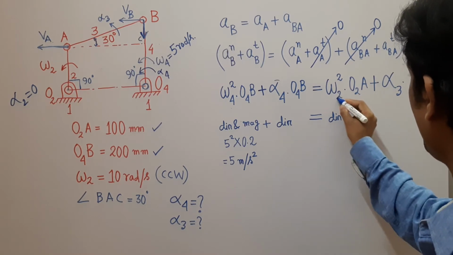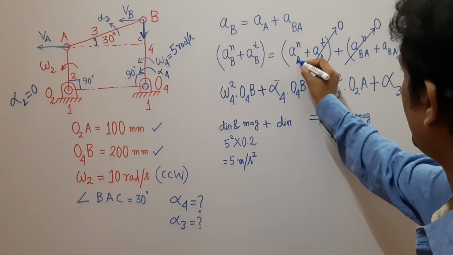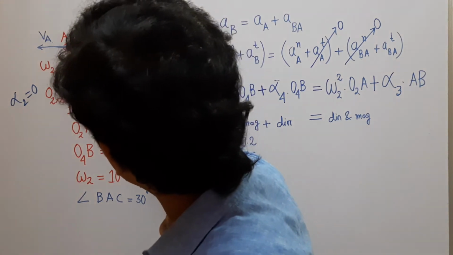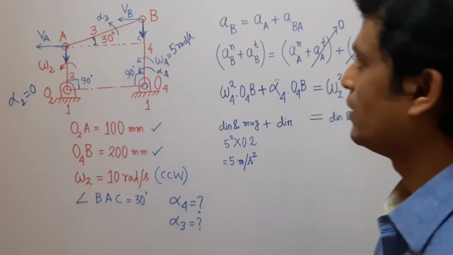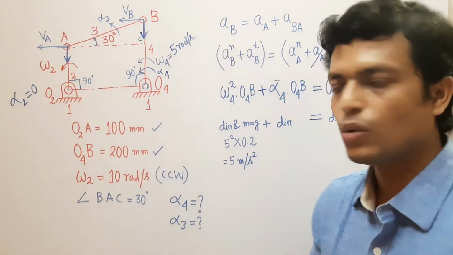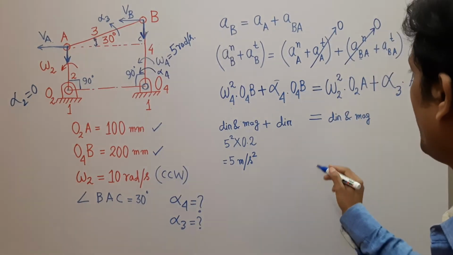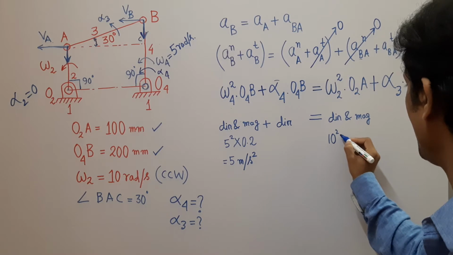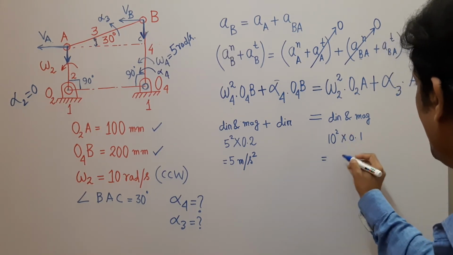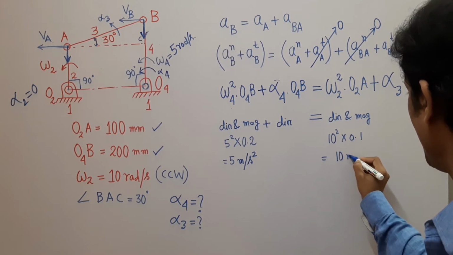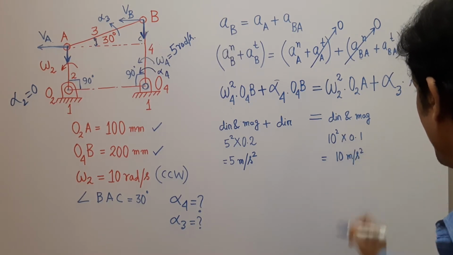What is the direction of omega 2 square O2A? That is AAN. This is centripetal acceleration, so along O2A towards O2. And what is the magnitude? Omega 2 is 10, square into 0.1. So that is how much? 10 meter per second square.